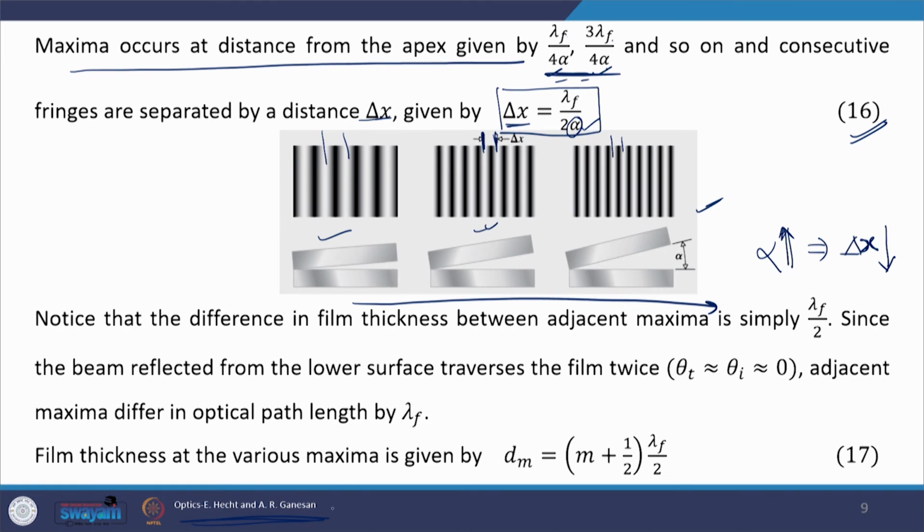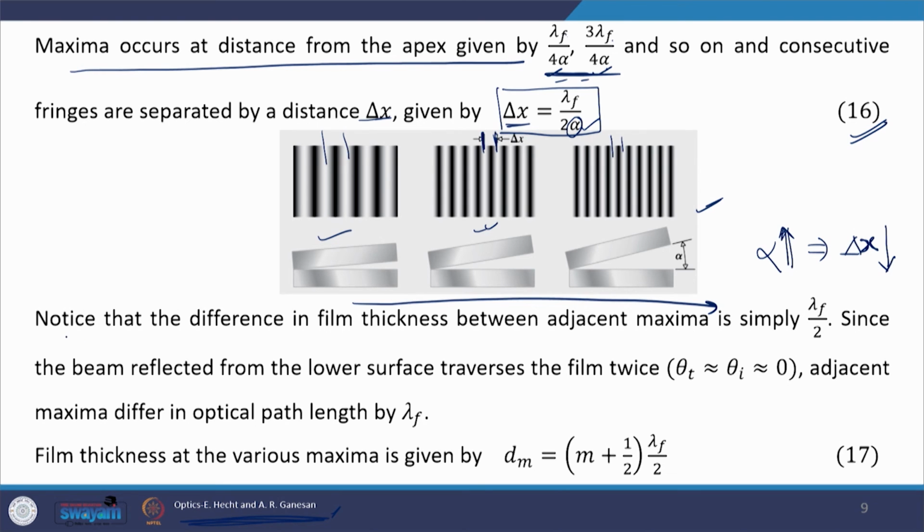Now, all these figures are taken from these references. I always mention the references here down. All these materials are either from Optics by E. Hecht and A. R. Ganesan, or from Optics by Ghatak. All these figures and contents are from there.